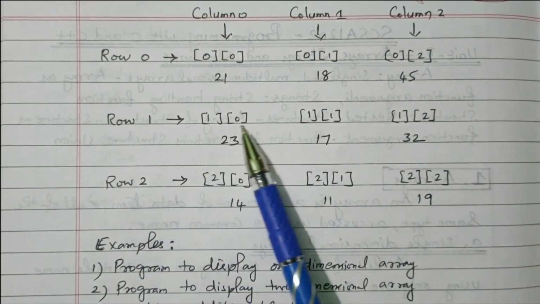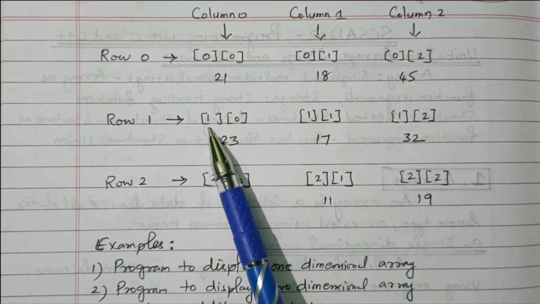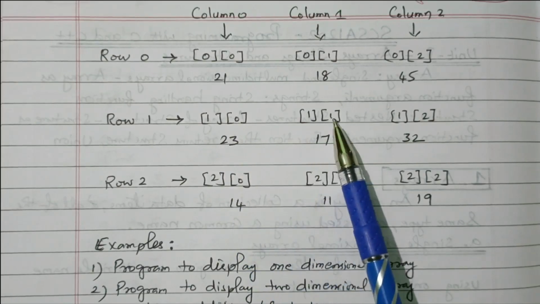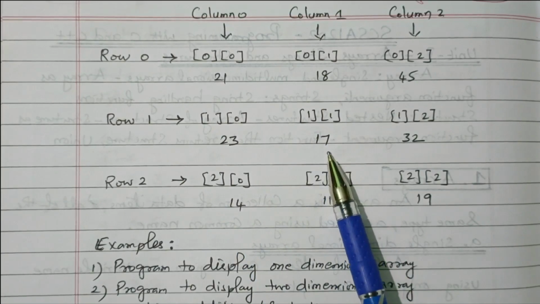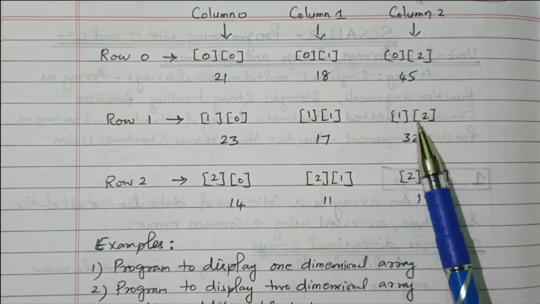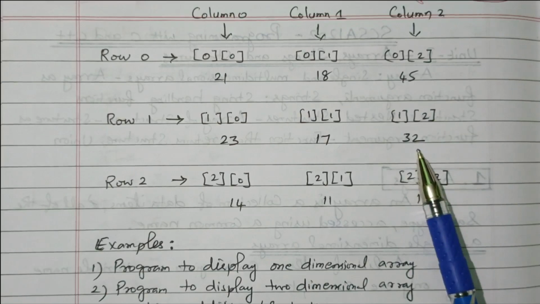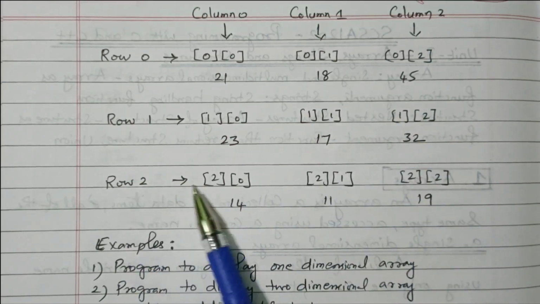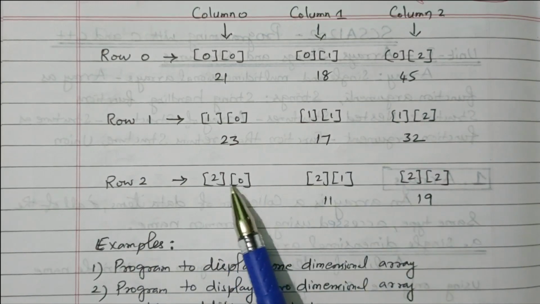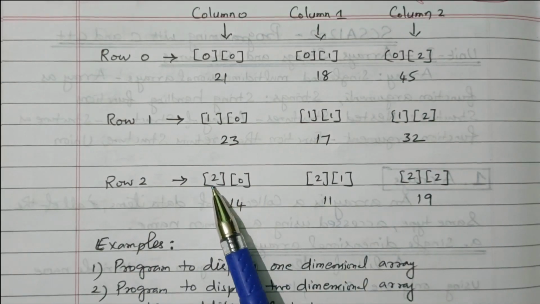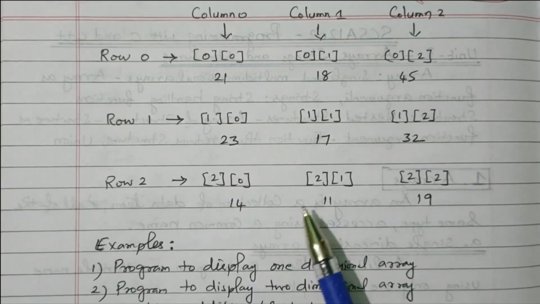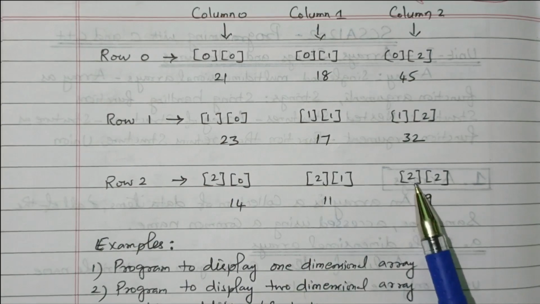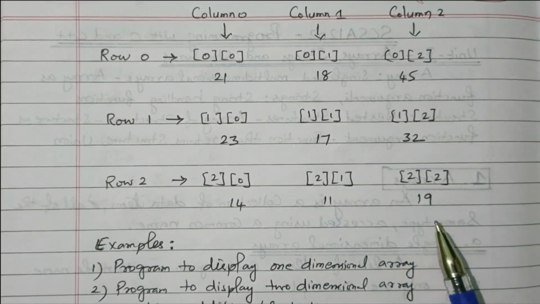Now we'll go to the second row. This refers to the second row. 1,0: second row, first column, 23 is stored. 1,1: second row, second column, 17 is stored. 1,2: second row, third column, 32 is stored. Now the second row is completed. Now we'll go to the third row. 2,0 means third row, first column, 14 is stored. 2,1: third row, second column, 11 is stored. 2,2: third row, third column, 19 is stored.